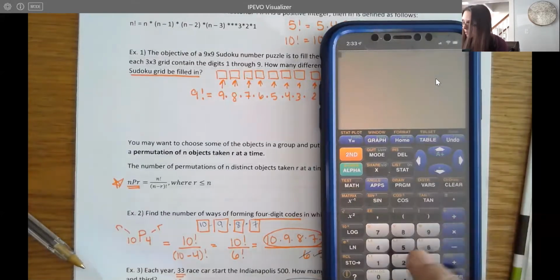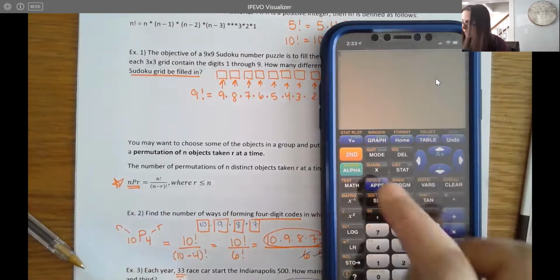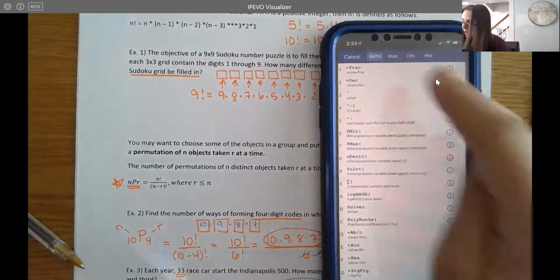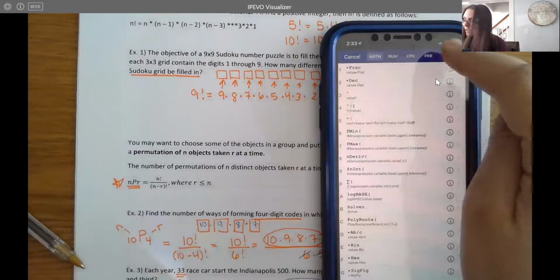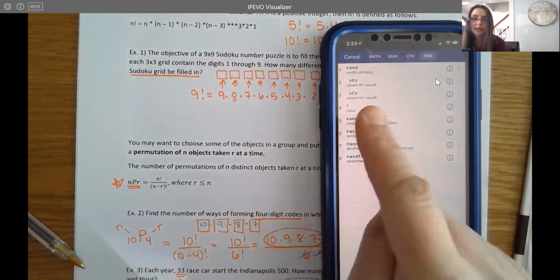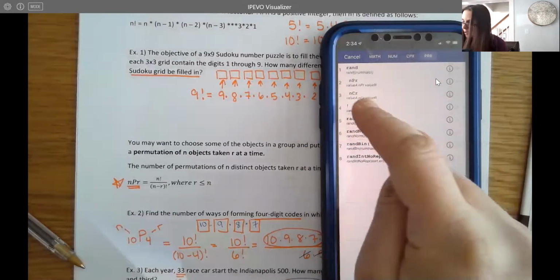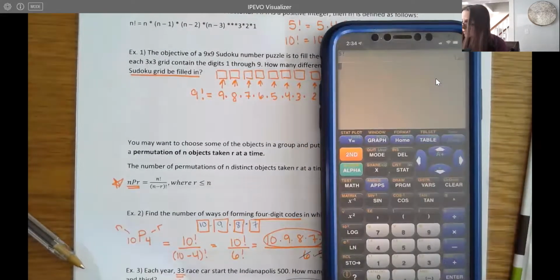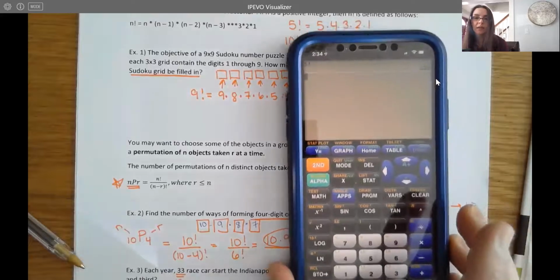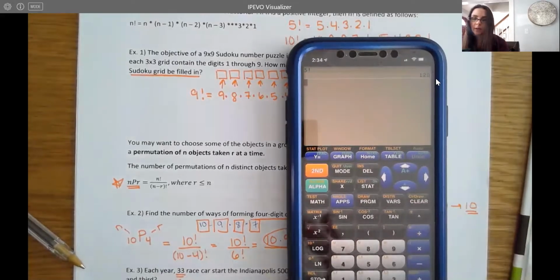Or let's do something smaller. How about 5 factorial? So I can hit that 5, then I hit the math key, and you want to go over to PRB, which really stands for probability. And you'll see a number 4 here, that exclamation point. So if I hit that factorial and then hit enter, it will do that calculation for me. So it'll save a little bit of work.